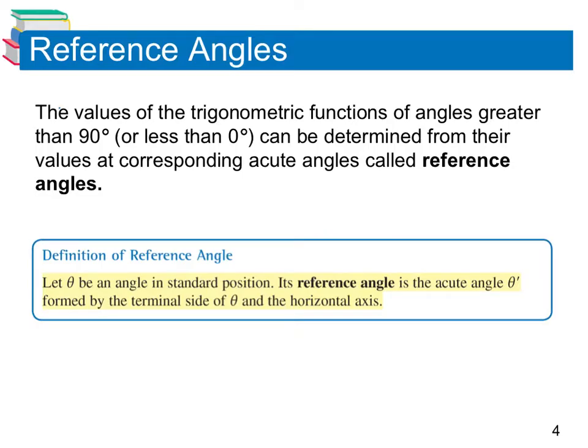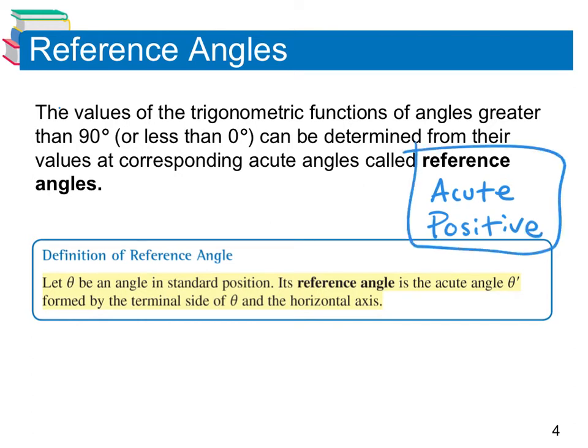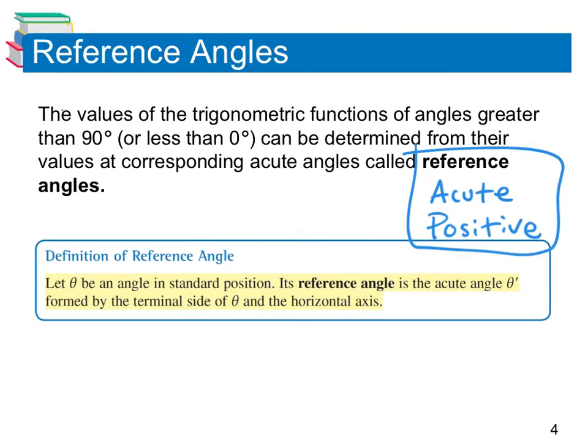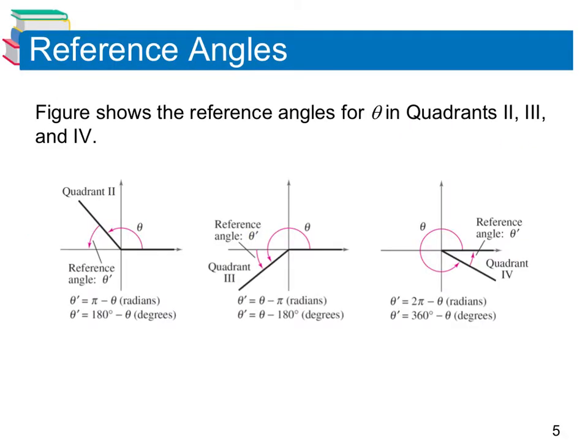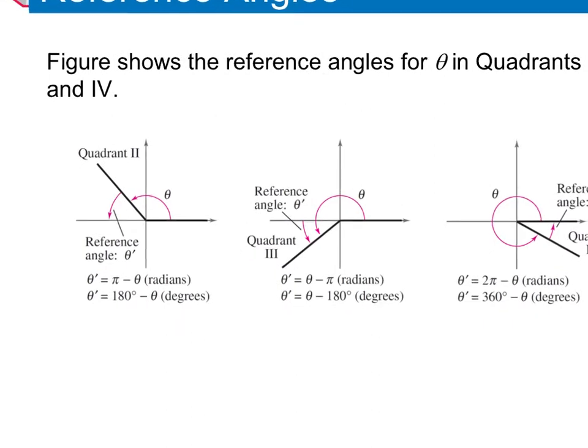All right. Next we have our reference angles. So the value of the trig functions of angles greater than 90 or less than 0 degrees can be determined from their values at corresponding acute angles called reference angles. So reference angles are always acute and positive. On the next slide, it shows some examples of reference angles.